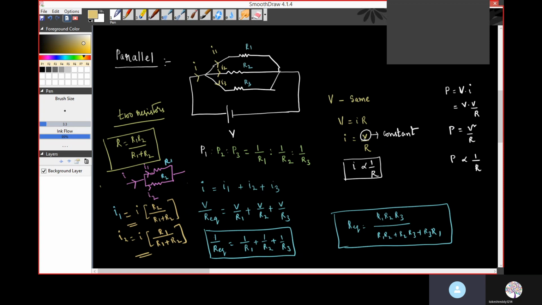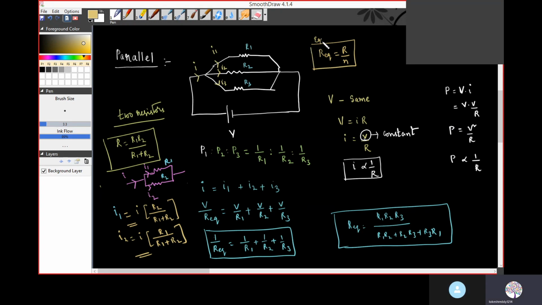If n resistors are connected in parallel, then R equivalent is equal to R by n. This is when they are all equal.